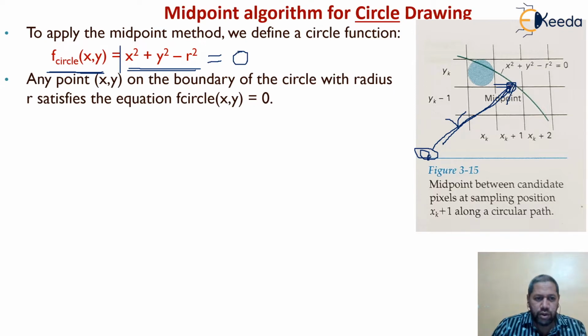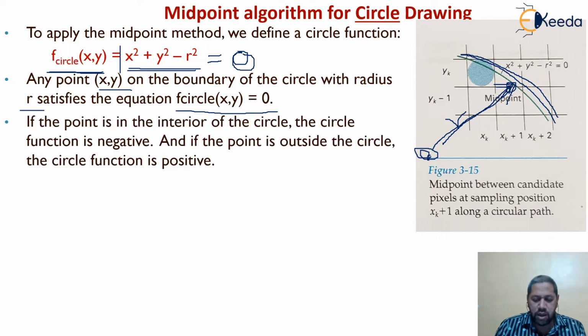Now if I consider any point x comma y on the boundary of the circle, remember this is the boundary of my circle, it must satisfy the equation f of circle x comma y equal to 0. That is what I have written here: x square plus y square minus r square should be 0. If this is the correct point, its value should be equal to 0.